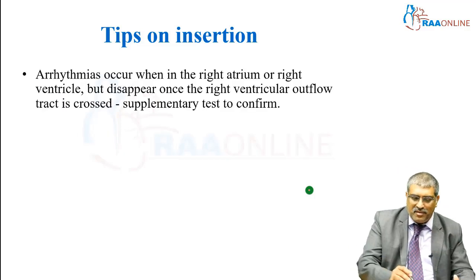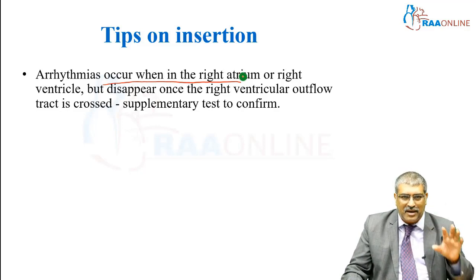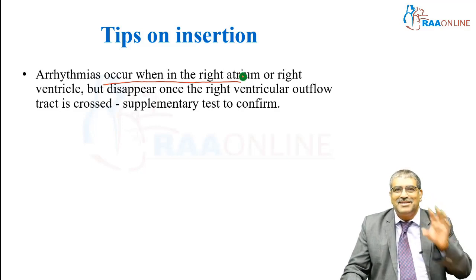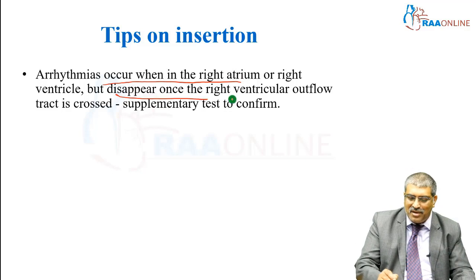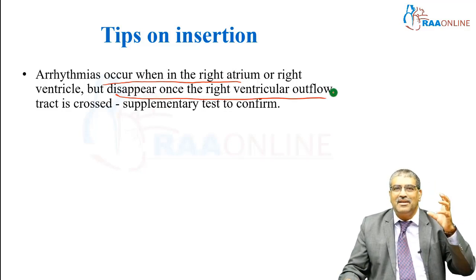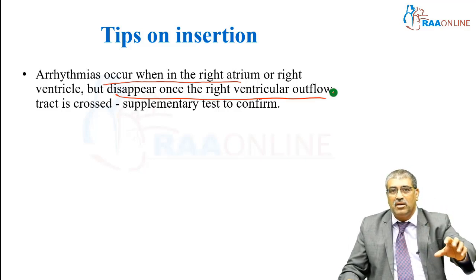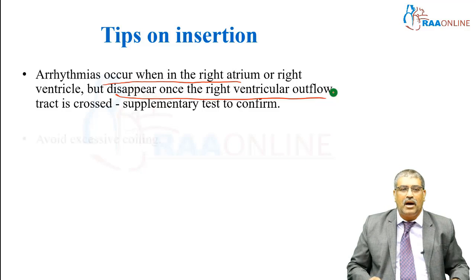Arrhythmias occur when the catheter is in the right atrium, but more so in the right ventricle. But these arrhythmias will disappear once you cross the right ventricular outflow tract. This is a supplementary test to confirm that the catheter has gone inside the pulmonary artery.